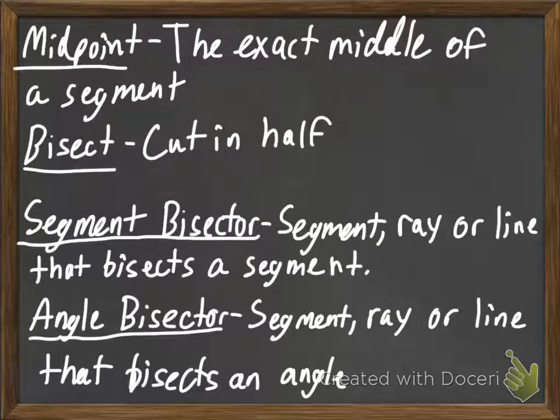So first we have a bunch of definitions that I want you to write down. I'll just go over them briefly. I know you can read, but still, I want to verbalize them. So, midpoint is the exact middle of a segment. The word bisect means to cut in half. A segment bisector is a segment, ray, or line that bisects a segment. And an angle bisector is a segment, ray, or line that bisects an angle.